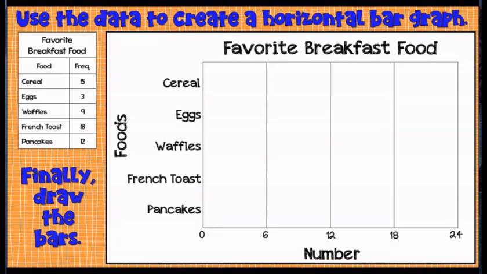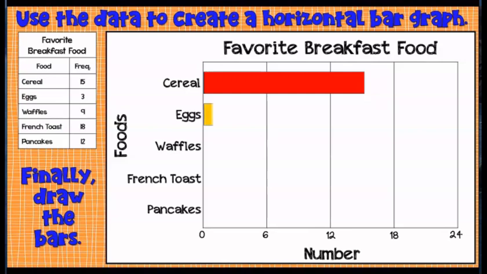And then finally, we're going to draw them in. And let's start from the top. We look at cereal. Cereal is 15. I don't see a 15 on there. So I would find the number above it and the number below it. And I would kind of see, it's about in the middle of the two. You can see my line. Eggs. Eggs is 3. So it's between the 0 and the 6. There we are. Waffles.